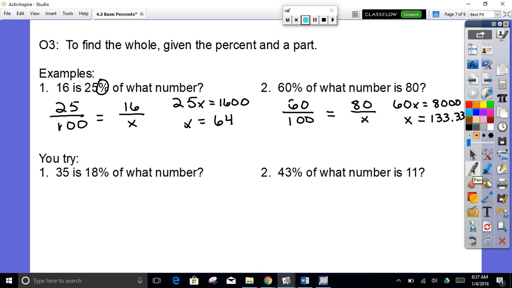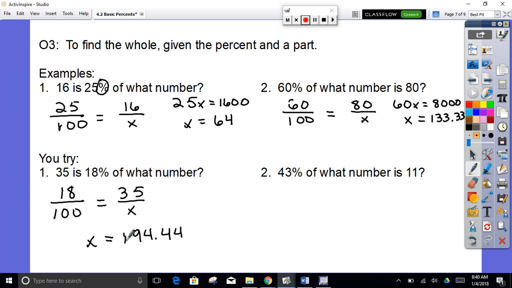Okay, try the next 2. Number 1, Eli. I got 194.44. Okay, what did you set it up as? I put 18 over 100 equals 35 over x. Okay. And I did 18x equals 3,500. Okay, good. And then got, what was it, 194.44, right? Okay, good.